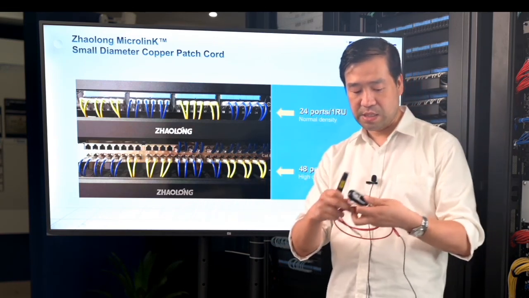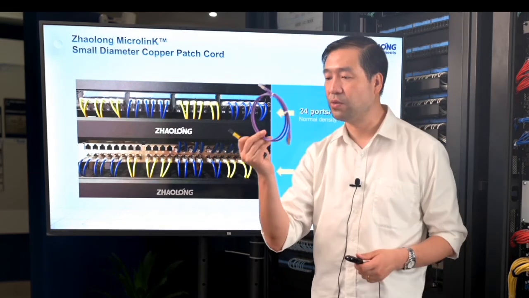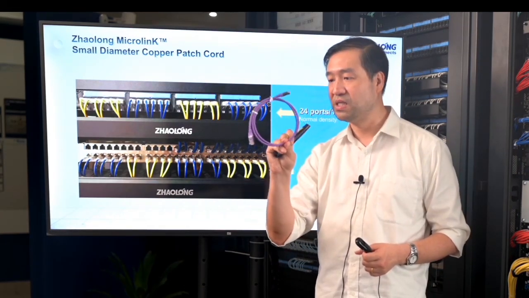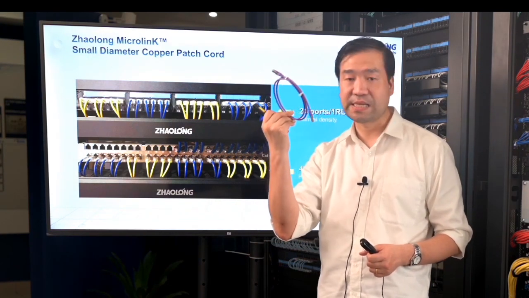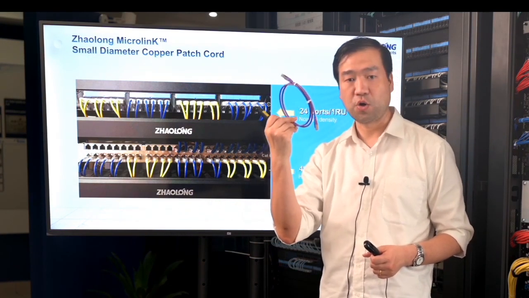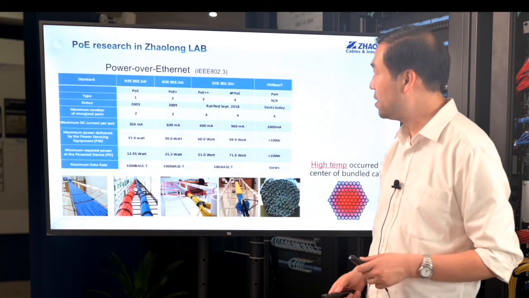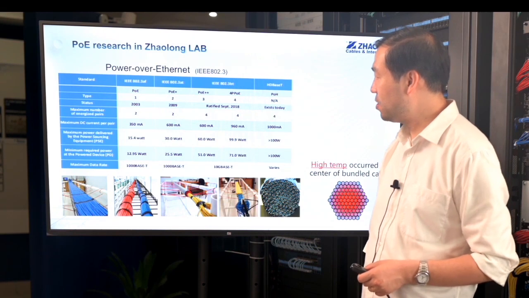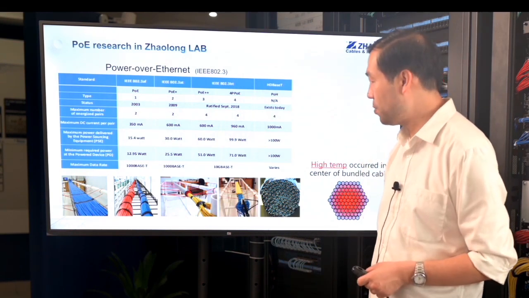Yeah, so this is the UTP design. This is the shield design. We also provide, this is support up to Cat6A. This is the Cat6A copper patch cord, small diameter. Yeah, so let's see the detailed information about the install in your project.